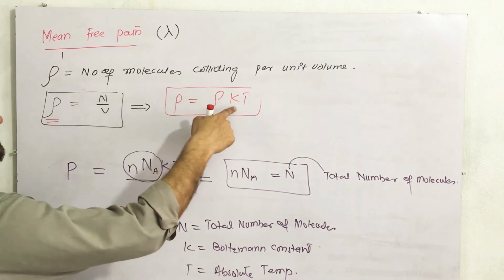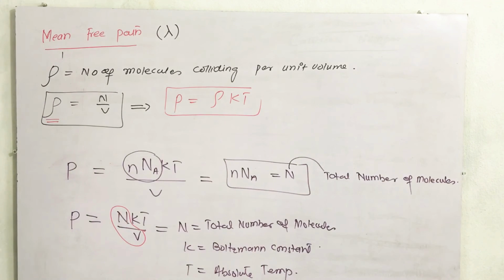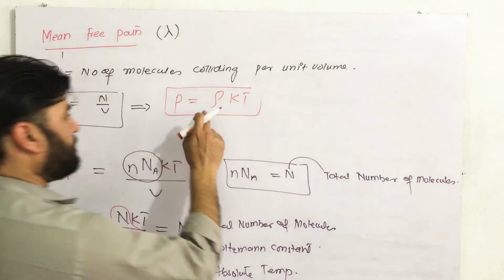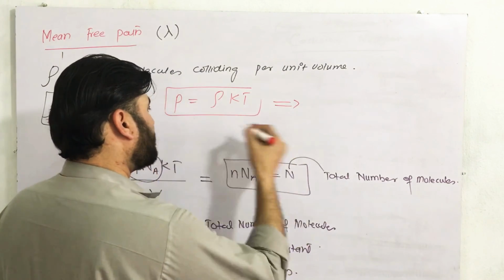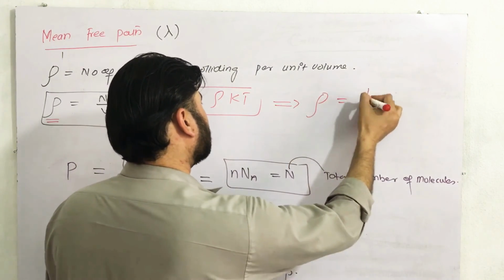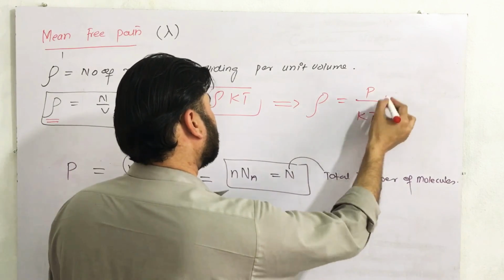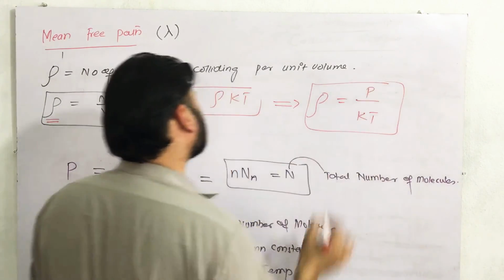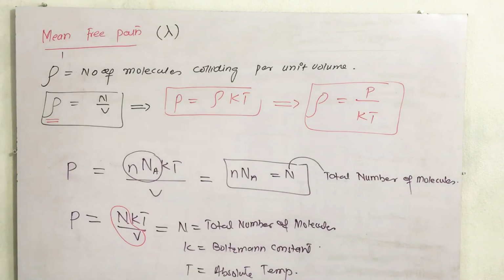Here P, the pressure, is directly proportional to K and T. Simply, if you want to find out rho, then rho is equal to pressure by K T. This is the simplest form. So one thing is important: substituting the value of rho in the equation.